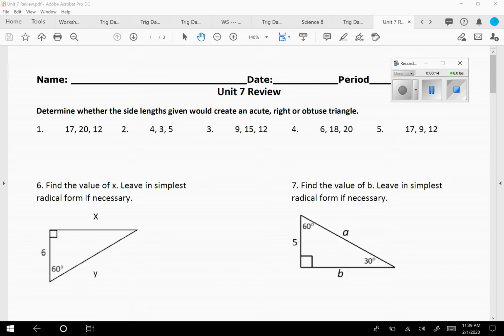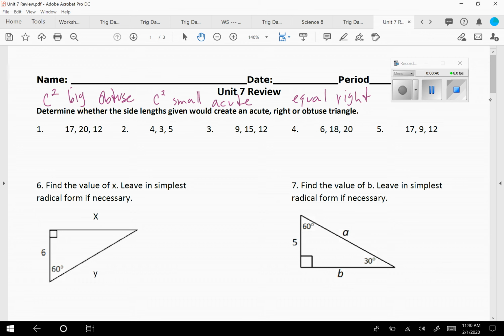So the first part here, it says determine whether the side lengths given would create an acute, right, or obtuse triangle. So we have to do a squared plus b squared, and we compare it to c squared. So remember, if c squared is the big one, then it's obtuse. If c squared is small, then it is acute. And if they are equal, it is a right triangle.